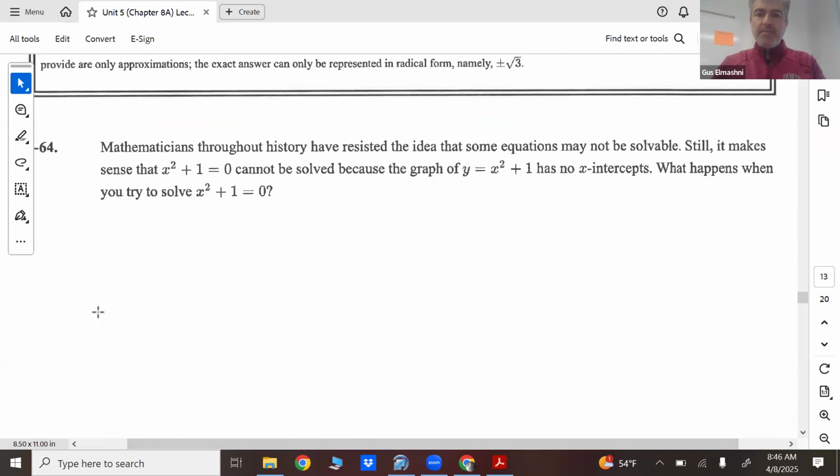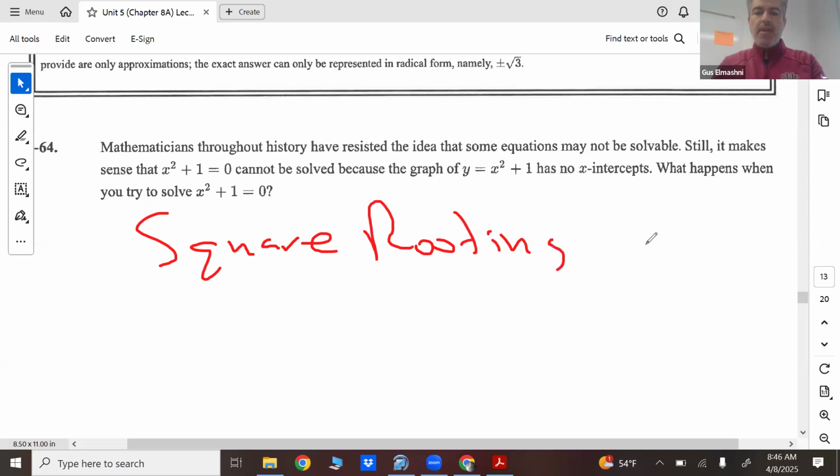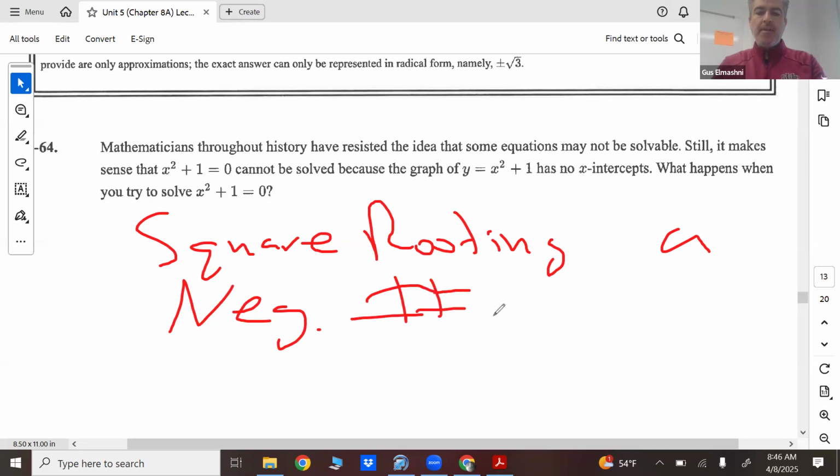It makes sense that x squared plus 1 equals 0 is going to solve the graph of y equals x squared plus 1, which has no x-intercepts. What happens when you try to solve x squared plus 1? Simple. You're square rooting a negative number. Hence, the answer is not real.